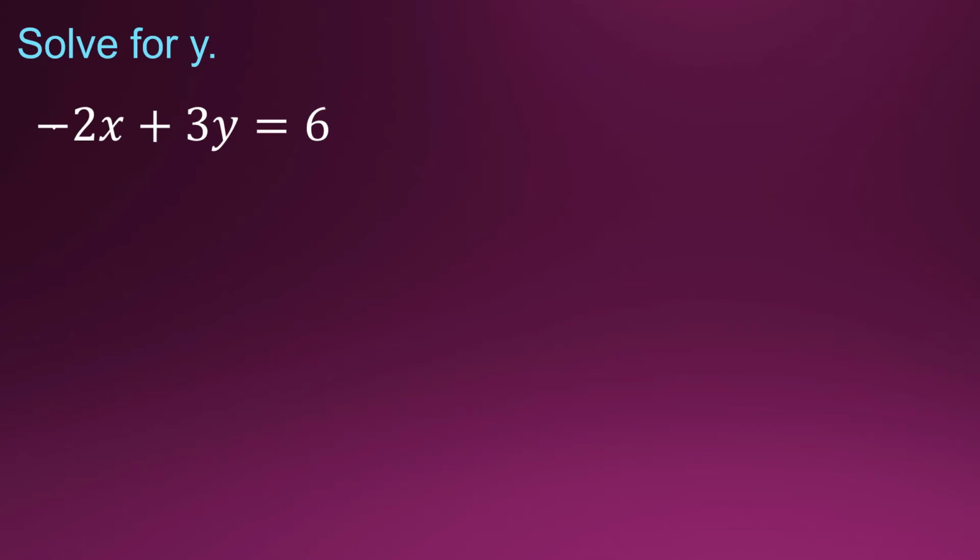So here I have negative 2x plus 3y equals 6. Again, I want to isolate that y on one side of my equation. So to do that, I'm going to move the term with the x in it. I hope you're recognizing a pattern here. I'm going to add 2x this time because it started as a negative 2x. So to cancel that out, I'm going to have to add. What I do to one side, I do to the other.